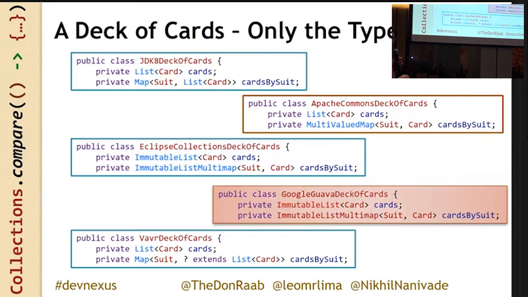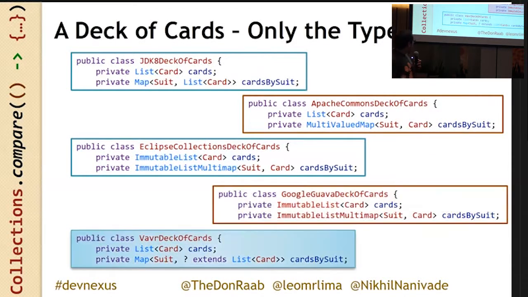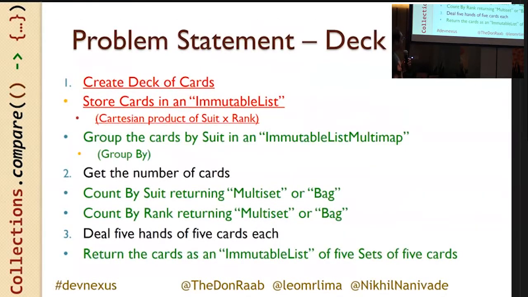The next one is similar to Eclipse Collections. Google Guava also has its own immutable list and its own immutable list multimap. Lastly, Vavr. Vavr is interesting: you see a list here, but it's a Vavr list, not the JDK list. This map is a Vavr map, not a JDK map, and by default Vavr is all immutable. The library is written such that it encourages you to do functional style programming.